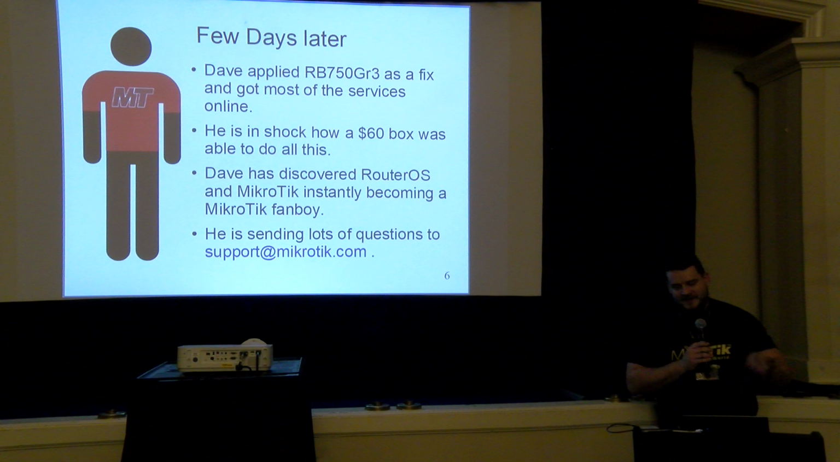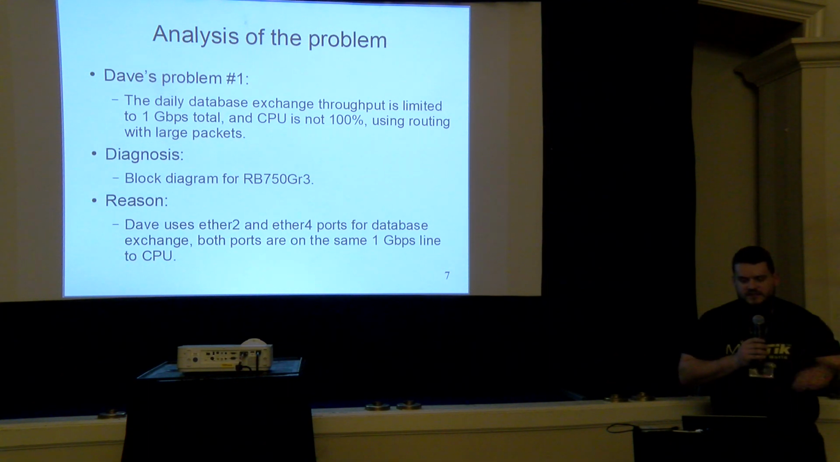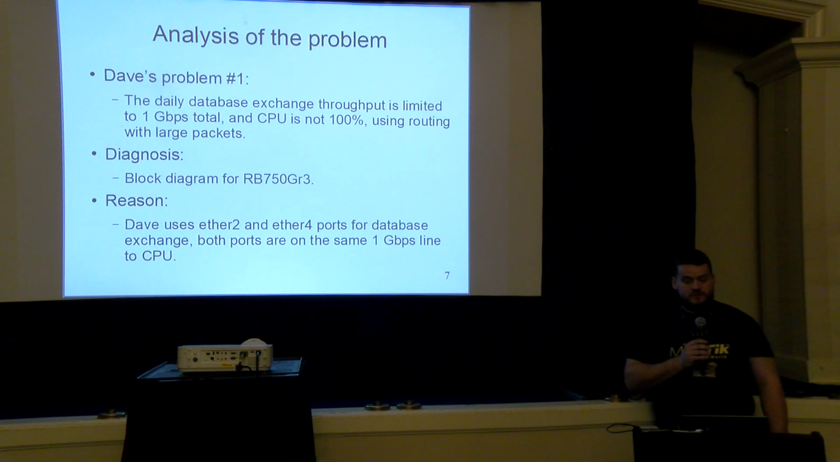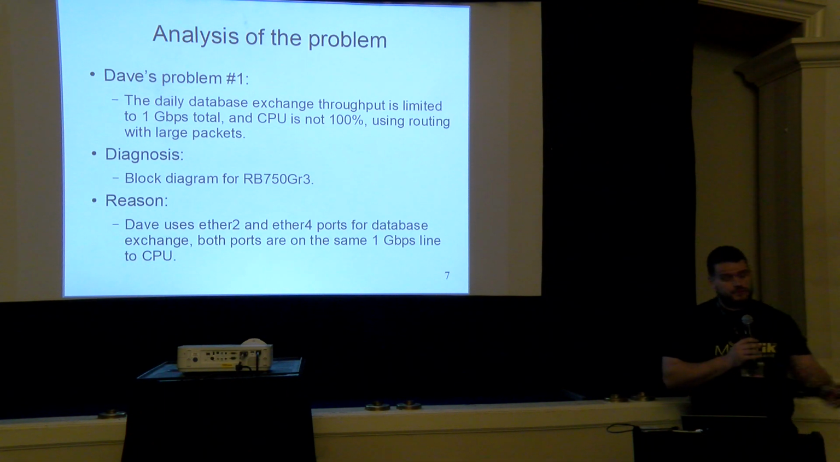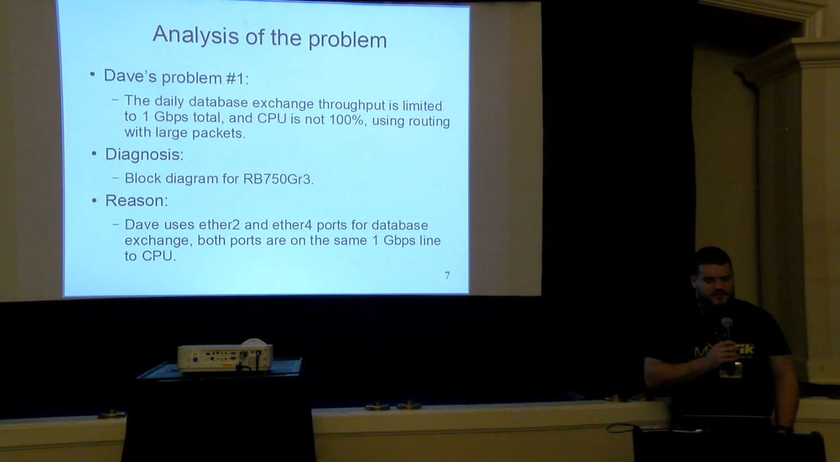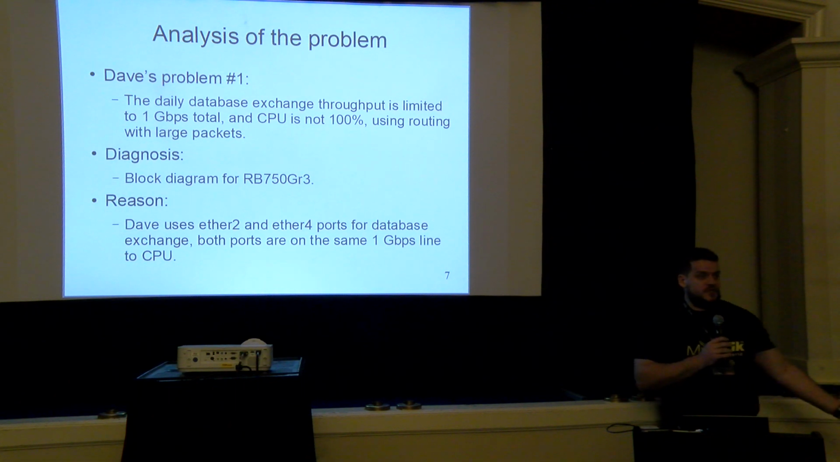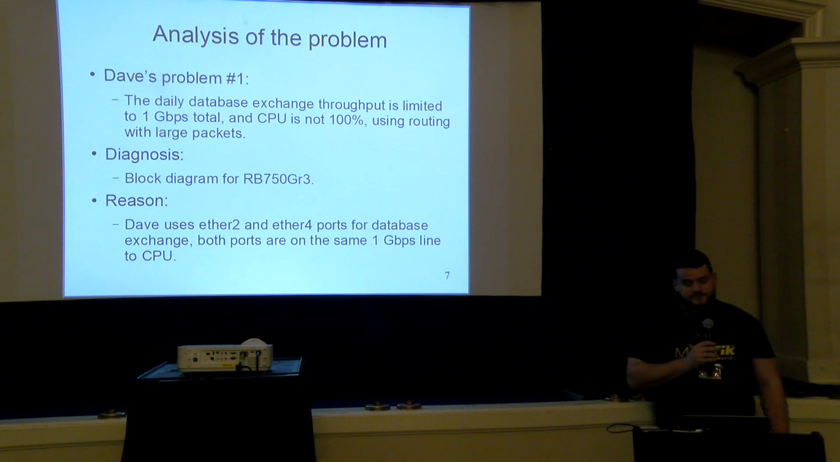So, of course, Dave encounters problems. Dave's problem number 1: he has a daily database exchange, and that throughput is limited to 1 gigabit total, not 1 gigabit full duplex as he expected from 2 different gigabit ports. The CPU is at 100% and he's just routing large packets. Why is this a problem? Why can't he reach wire speed between these 2 ports?